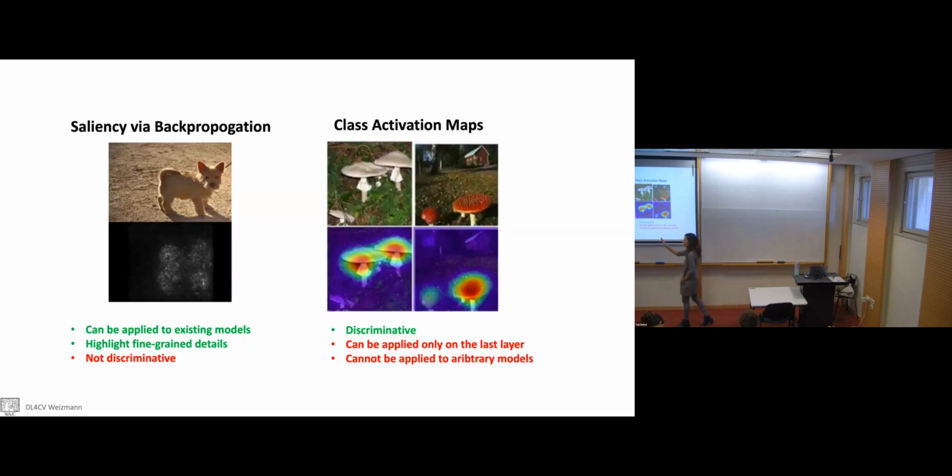On the other end of the spectrum, we have the saliency that we can compute using backpropagation. This approach can be applied to any existing model, and it can highlight really fine-grained details because it is computed at the pixel resolution. But it's not really discriminative, because we are only changing a single pixel, and we cannot really get such a clean, nice interpretation of the model.